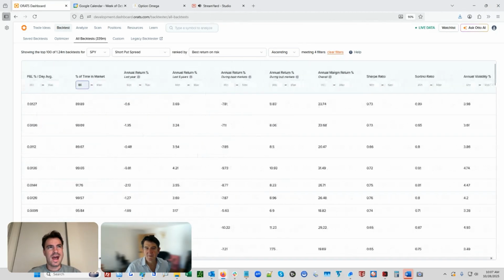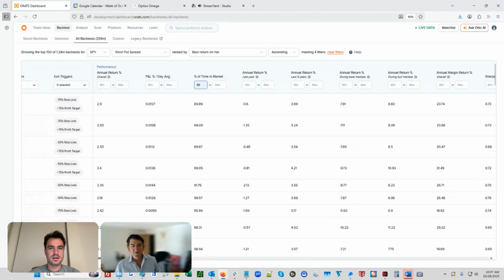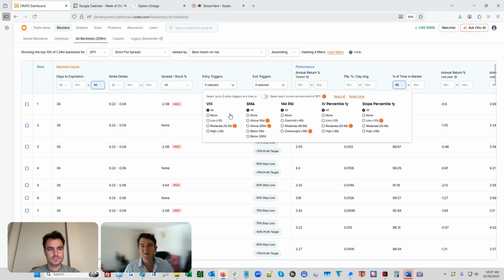I did want to ask, we recently released the optimizer. How are the optimizer entry and exits different than these backtest entry and exits? Well, the optimizer is more customizable. In order to run a lot of backtests, and the reason there's so many is because we've done a lot of these entry triggers, but we have to set them at kind of stable places.